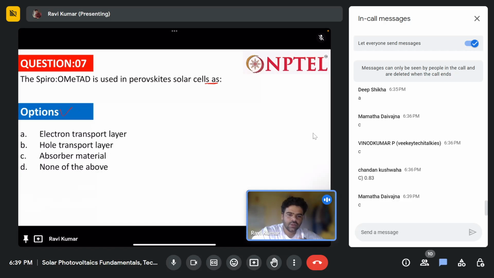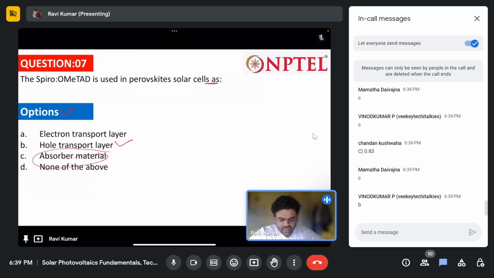See, Mamta, you are saying for this question or the last question? We know you are right. B, C cannot be the answer here because for absorbing light and then for charge generation, we are using perovskite. That is the active layer. I just told you we have an active layer, and other than that, all other materials are just to collect the charge carriers and to transport the electron and hole. Yes, we know you are right. It is B, hole transport layer. B is the answer here.